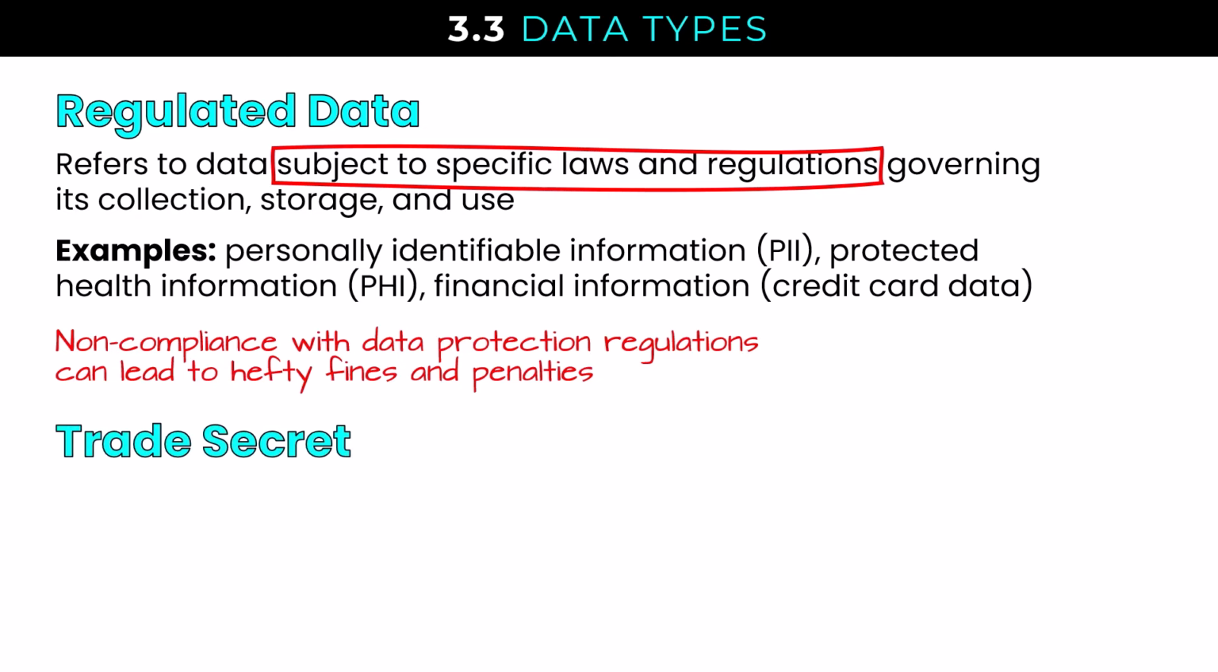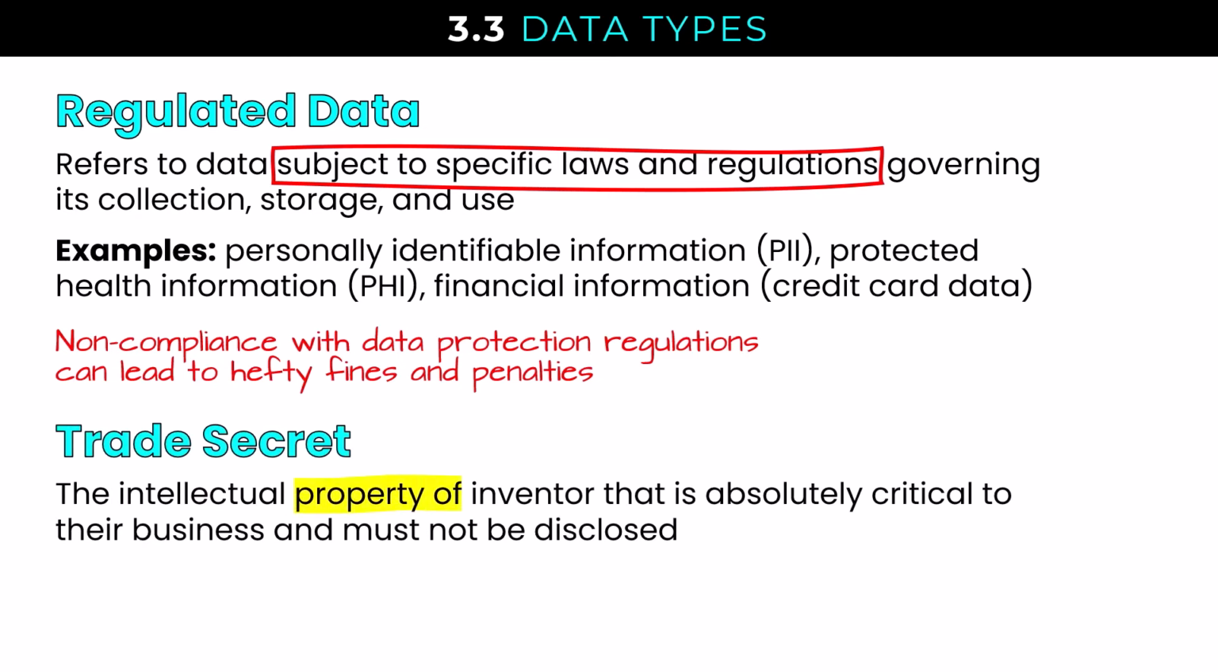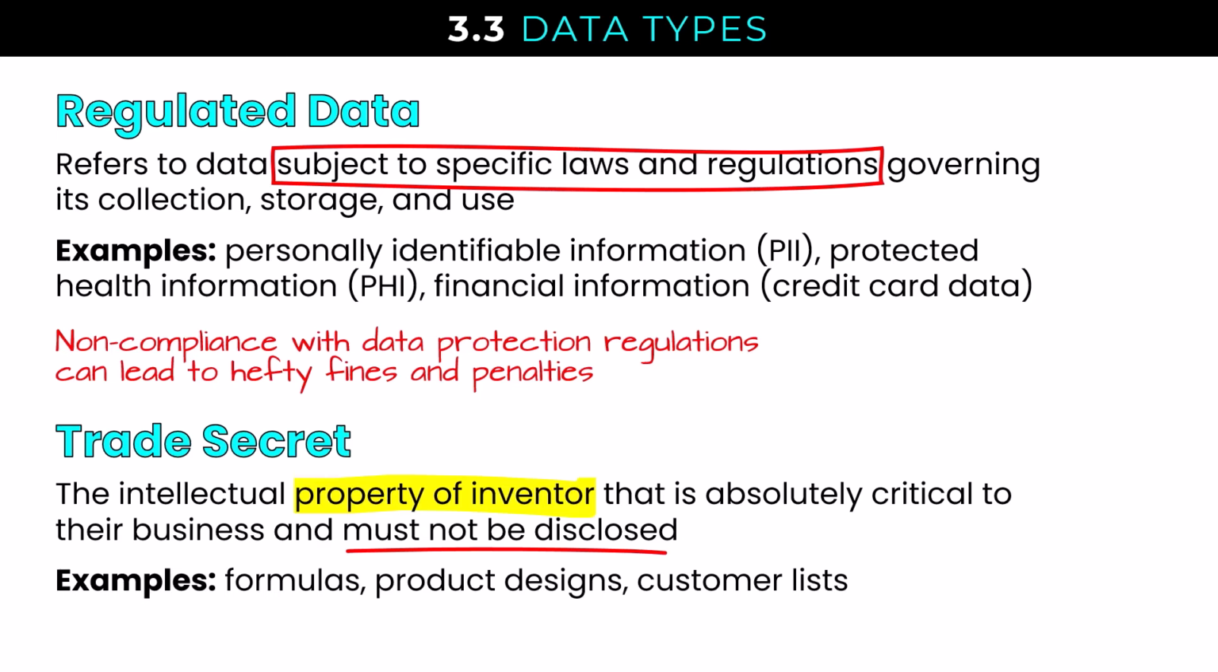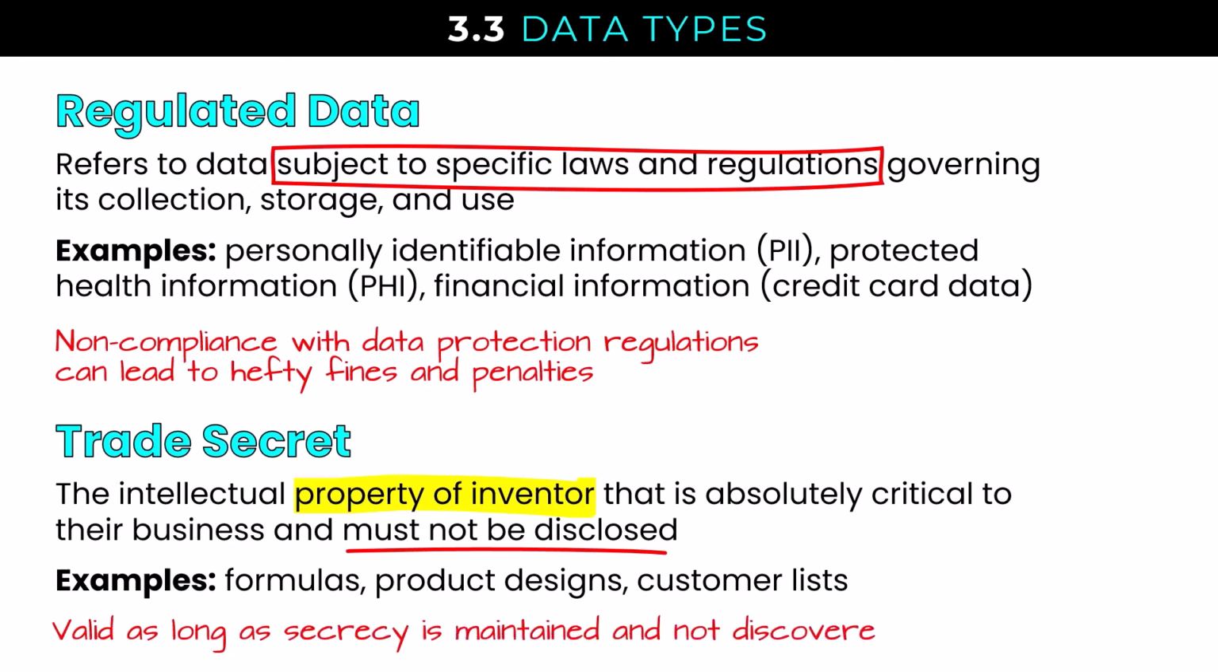Next is the trade secret, which is the intellectual property of an inventor that is absolutely critical to their business and must not be disclosed. Examples here would include formulas, product designs, customer lists. Trade secrets are valid as long as secrecy is maintained and not discovered by others.